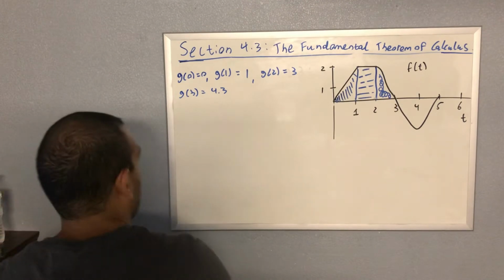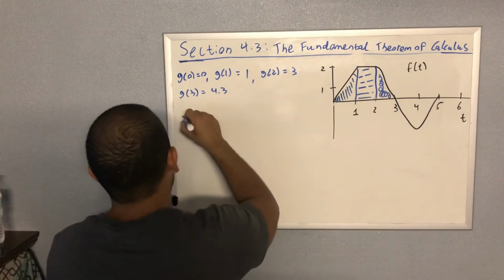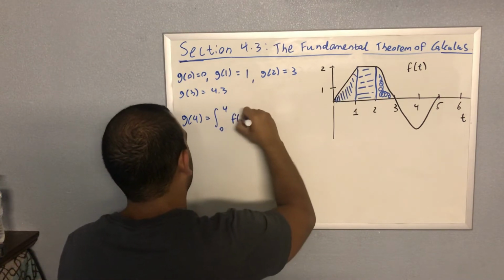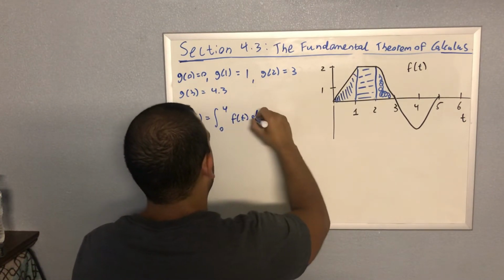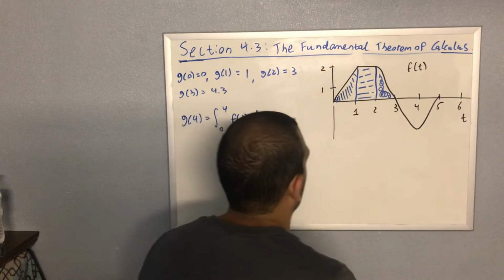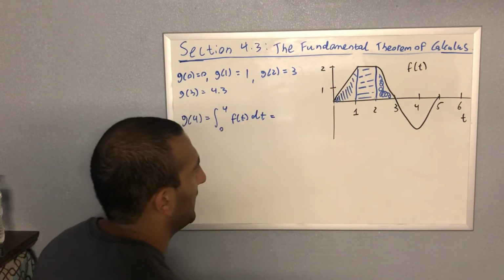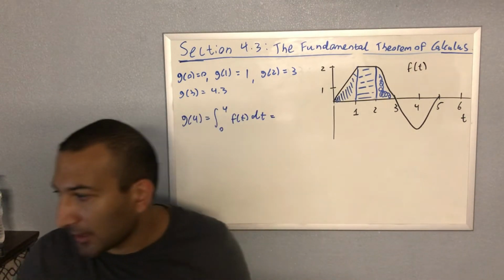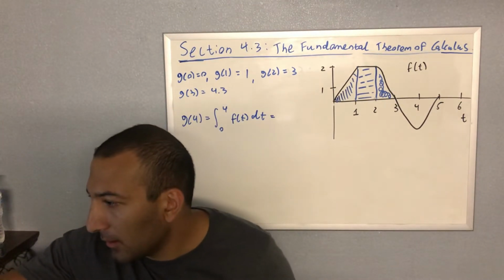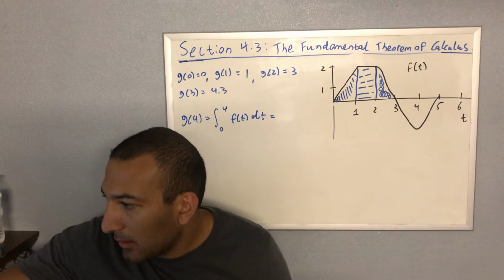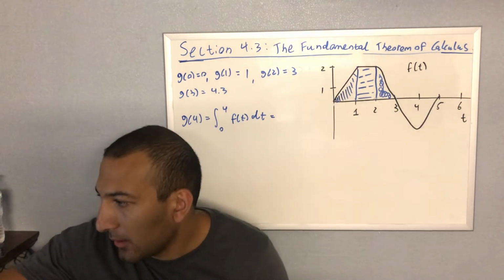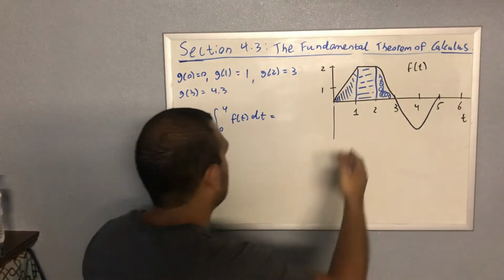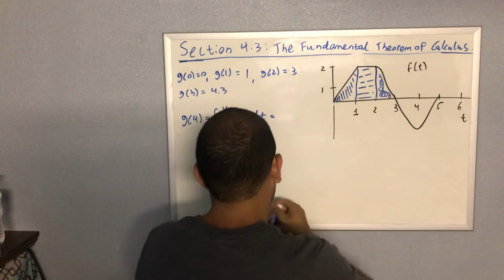And then let's do g of 4, which is the integral from 0 to 4 of f of t. And then now again, you have to do a little approximation. So we do another approximation. So like we said, it's the area up to this point.